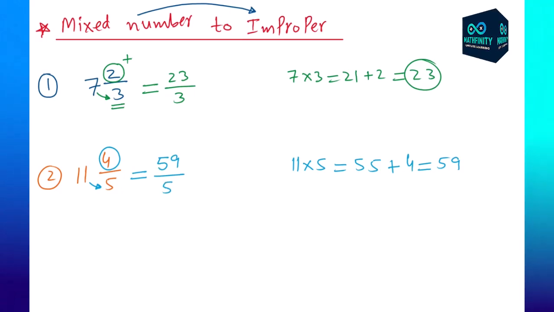Why am I saying this is improper? Because we already discussed when the value in the numerator is bigger than the denominator, this is called improper fraction. So we converted mixed number into improper and improper to mixed number. After this, you have to learn how to find out the LCM.